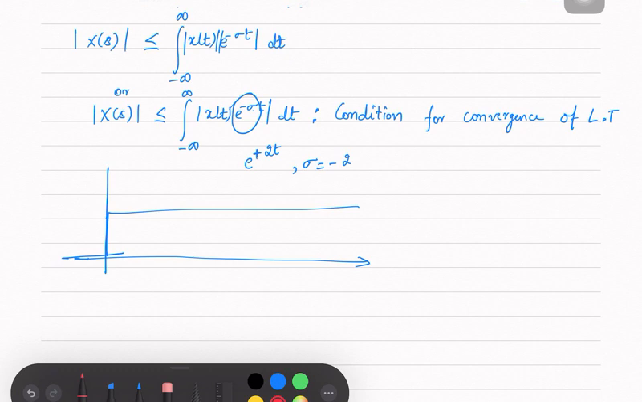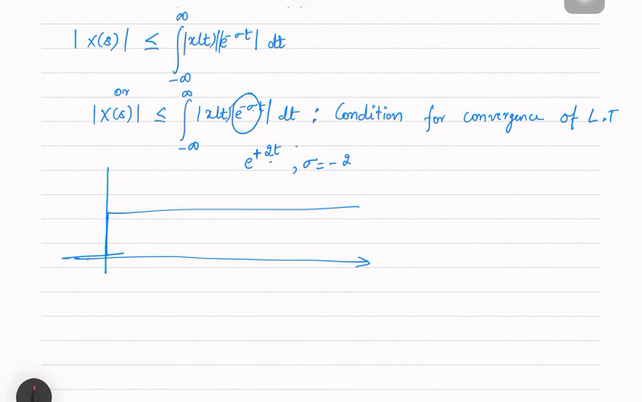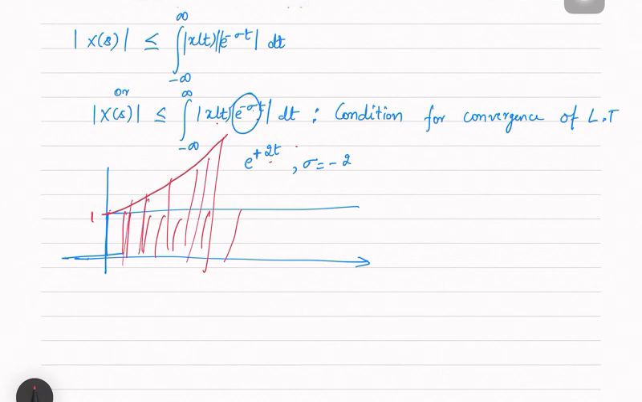Okay, so if you draw this, at t equal to 0 you get u of t into e power 2t. For t less than 0 the product will be equal to 0. For t greater than 0 it starts from 1 and goes on diverging. So now this area was infinity, right? This area is obviously infinity, it doesn't converge.